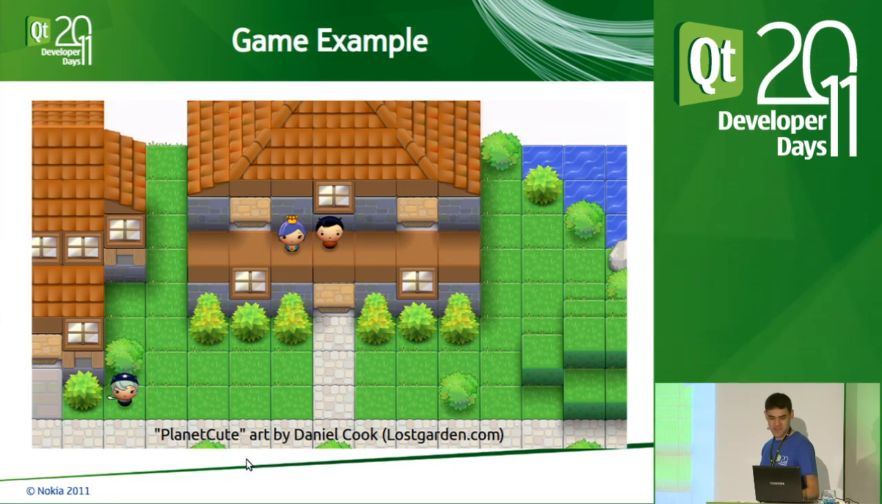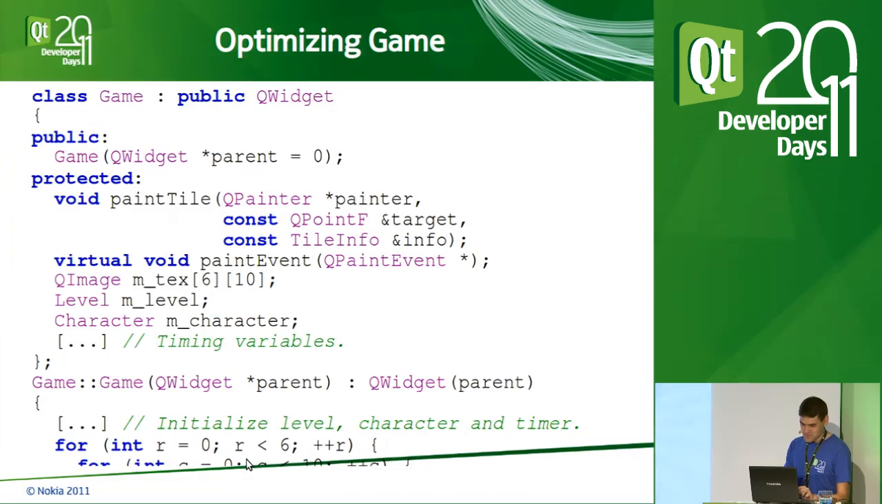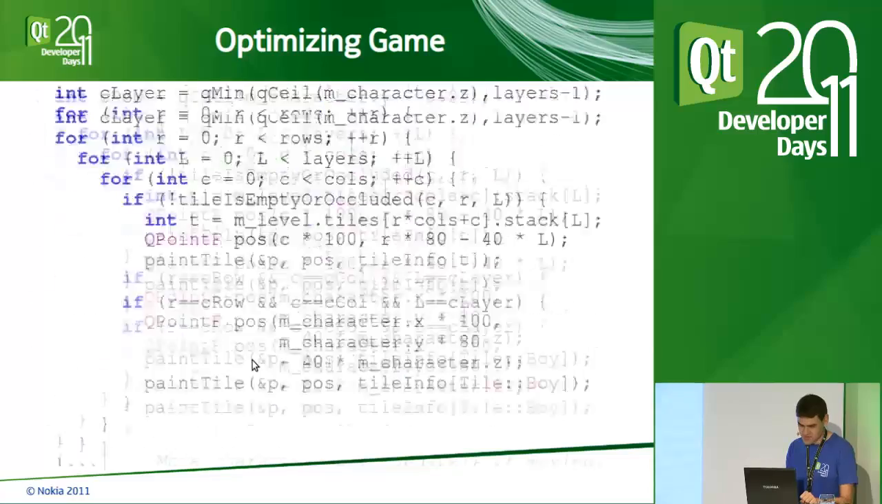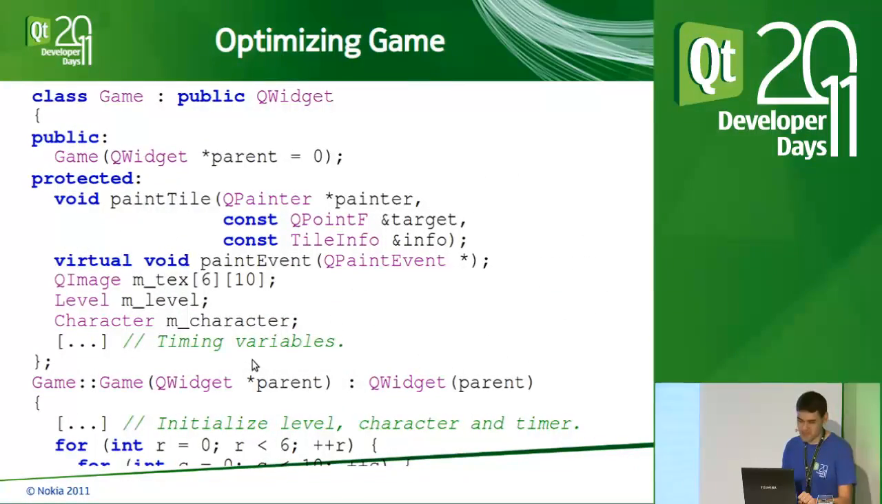Then we are going to look at this game example. The artwork was downloaded from Lost Garden and done by Daniel Cook, just to make that clear. So we have a bit of code here. It looks a bit overwhelming in this beginning, but this is the code. I will go through it in detail. And this is the essence of the painting code in the game that I showed in the beginning.